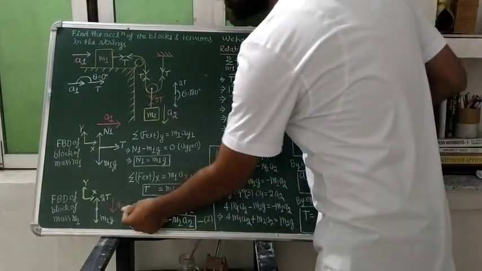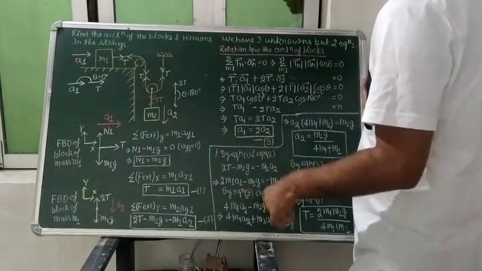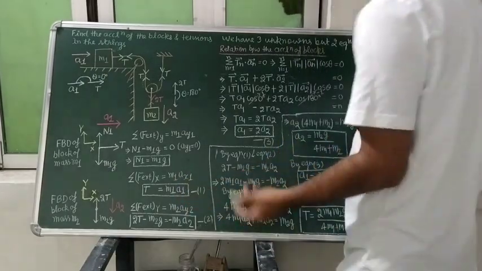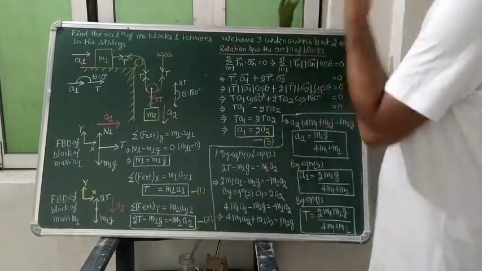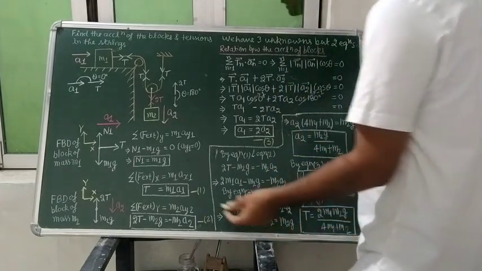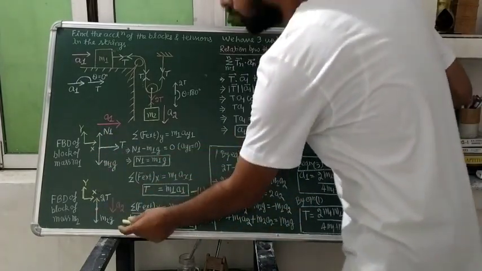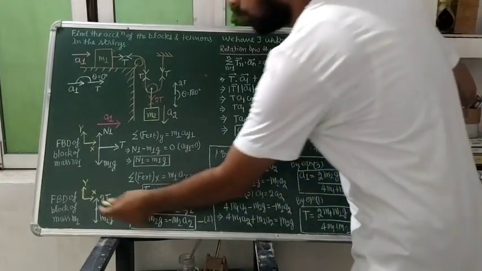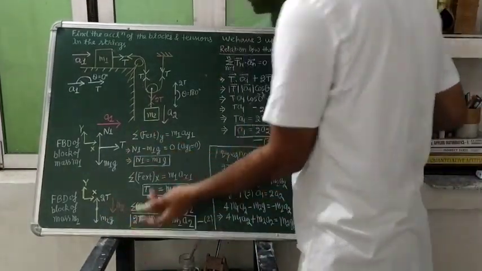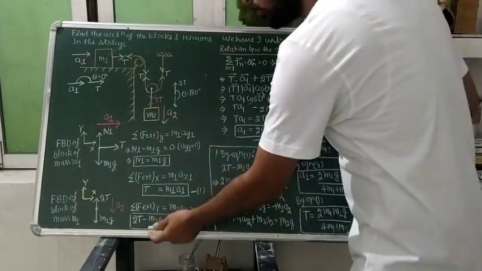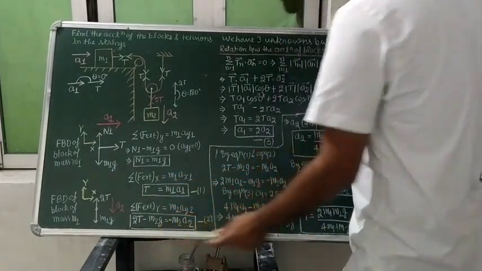So Newton's second law will tell us that the vector sum of all the external forces acting in y direction should be equal to what? Mass times the acceleration in y direction for the block 2. Of course, this 2T will be positive in this case, and this m2g will be negative in this case. And since downward side you have assumed as negative, this will become minus m2 a2 here.